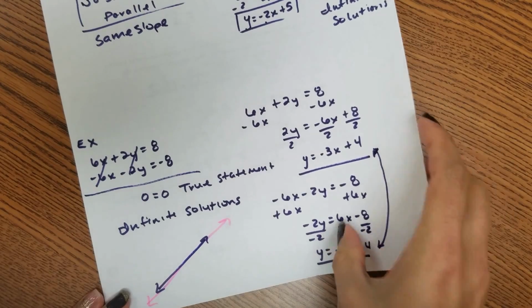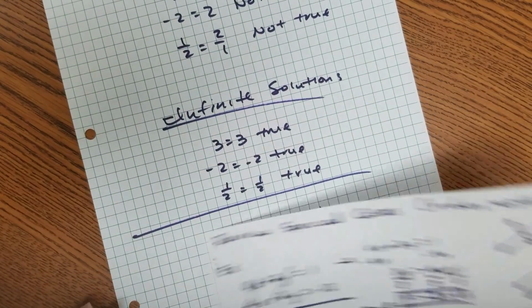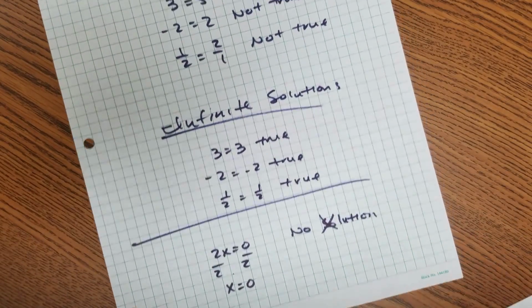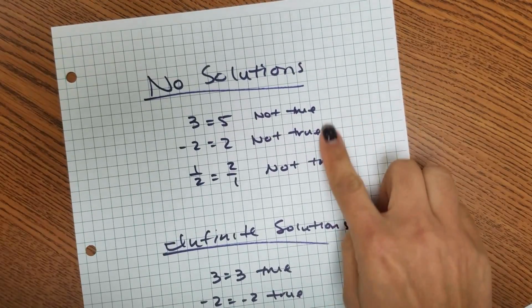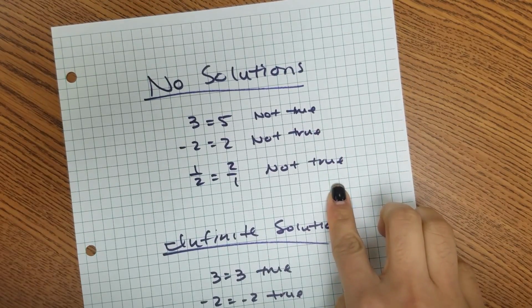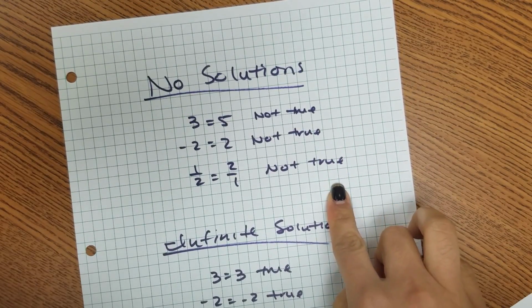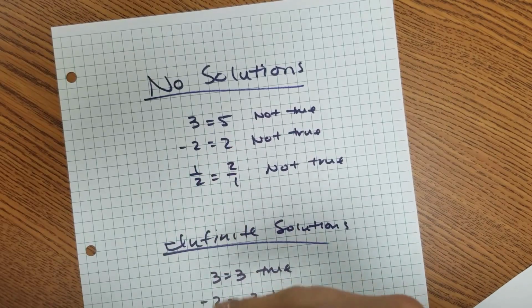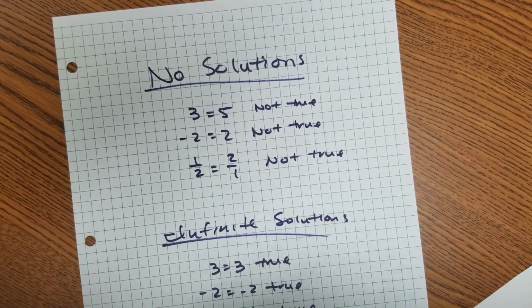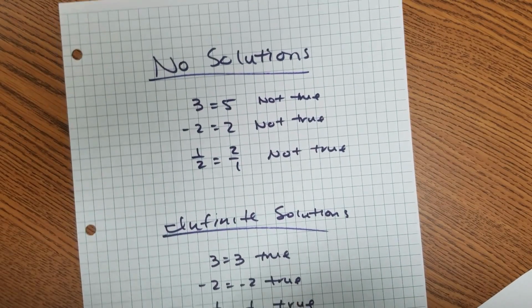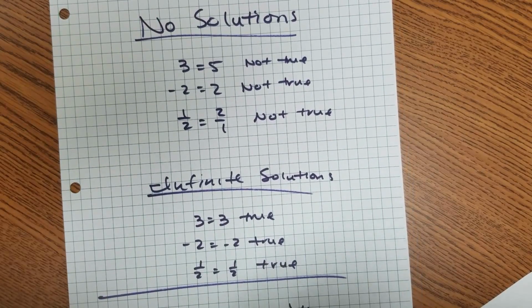Just to review real quick, if you get not true statements or false statements, that means that you're going to have no solution. So 3 equals 5, negative 2 equals 2, 1/2 equals 2 over 1. Those are not true. That means that you have no solution. Infinitely many solutions is where you have the same number on each side. Negative 2 equals negative 2, 1/2 equals 1/2. Those are true. Your solution will be infinitely many solutions.